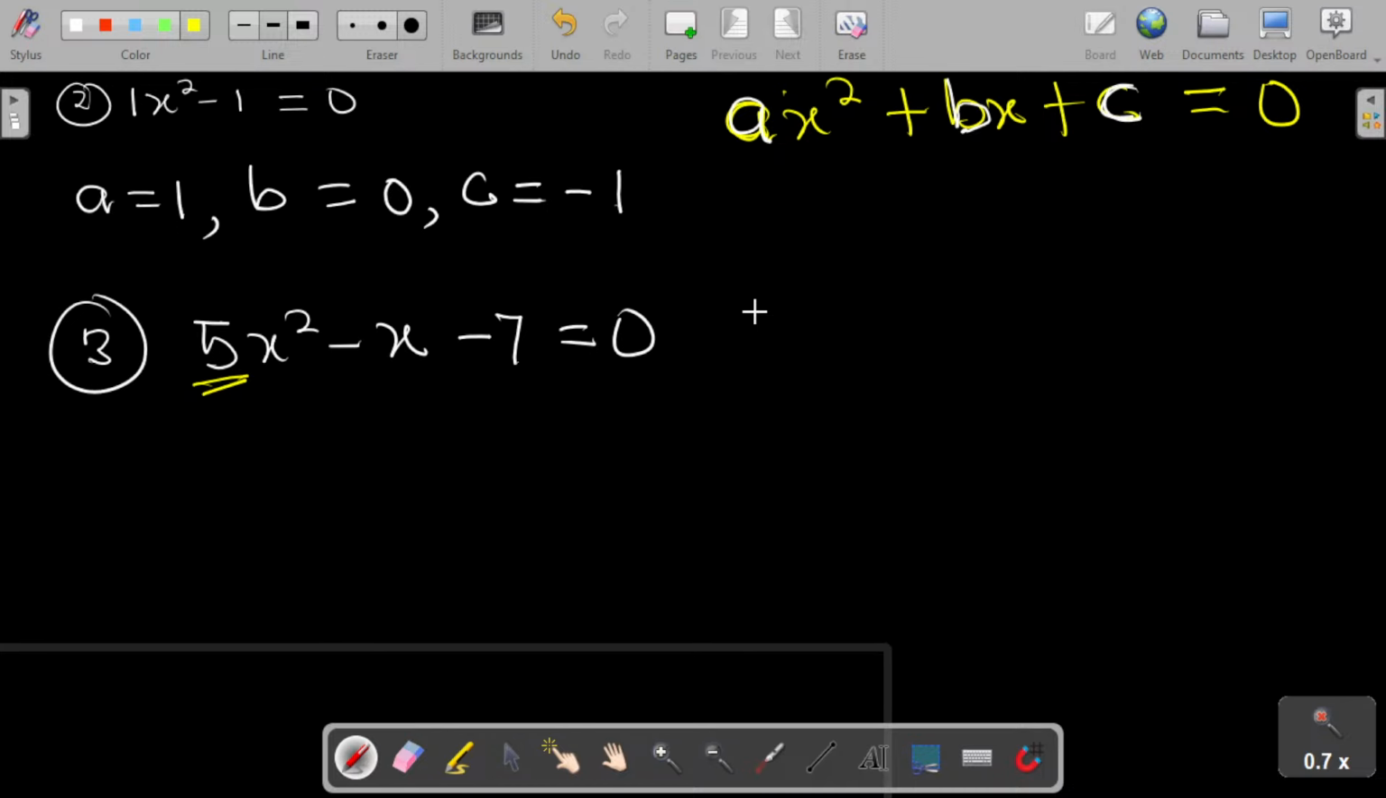IJ, A5, B0, C minus 7. B cannot be 0. There is B here. Once you see X that has power of 1, that means there is B there. B is not 0. Okay.